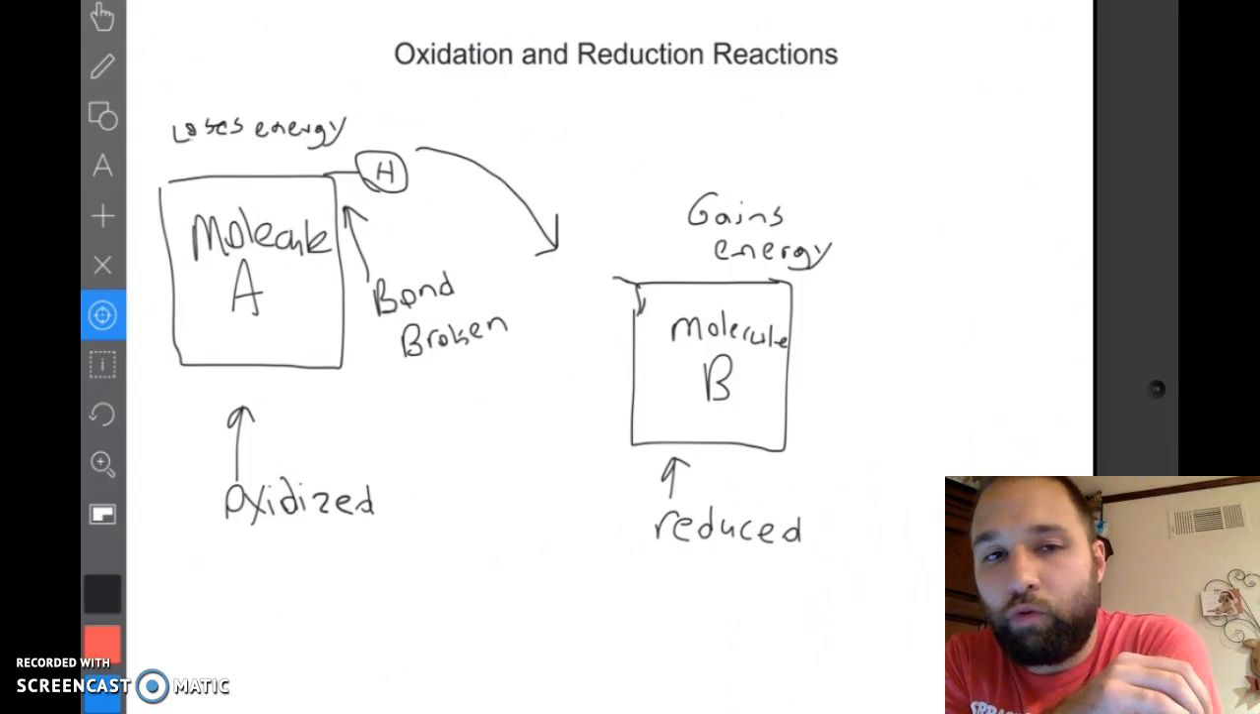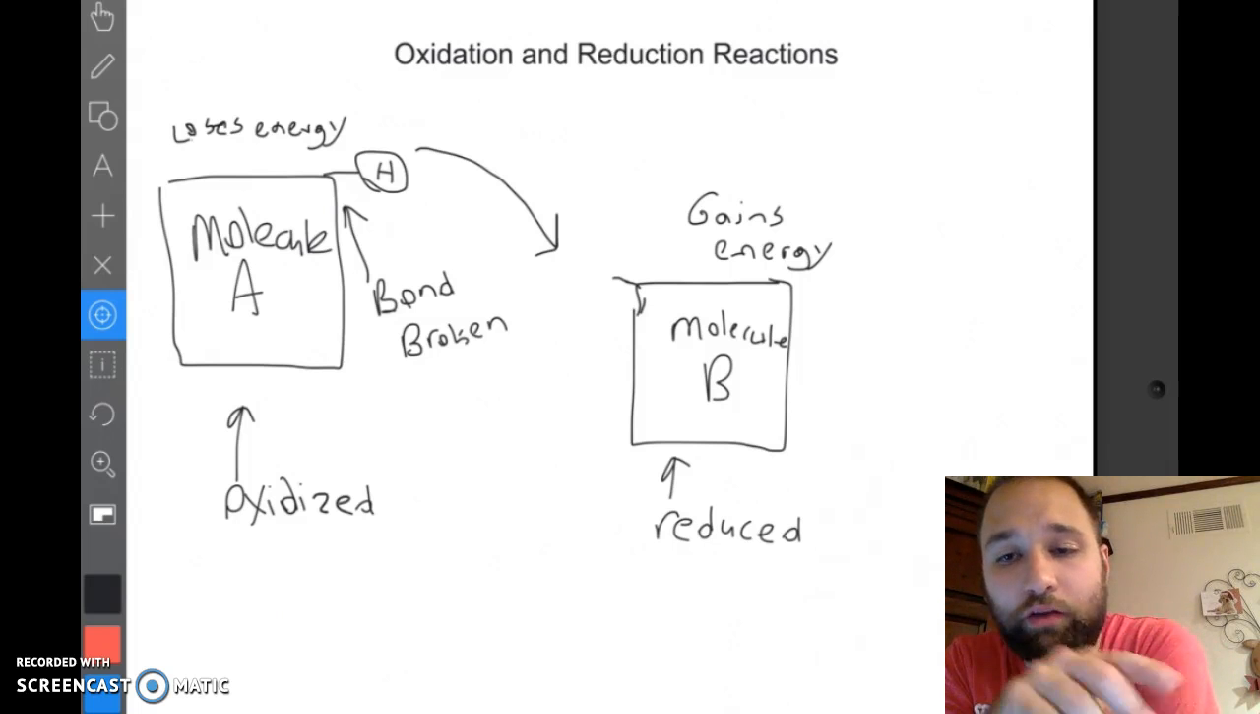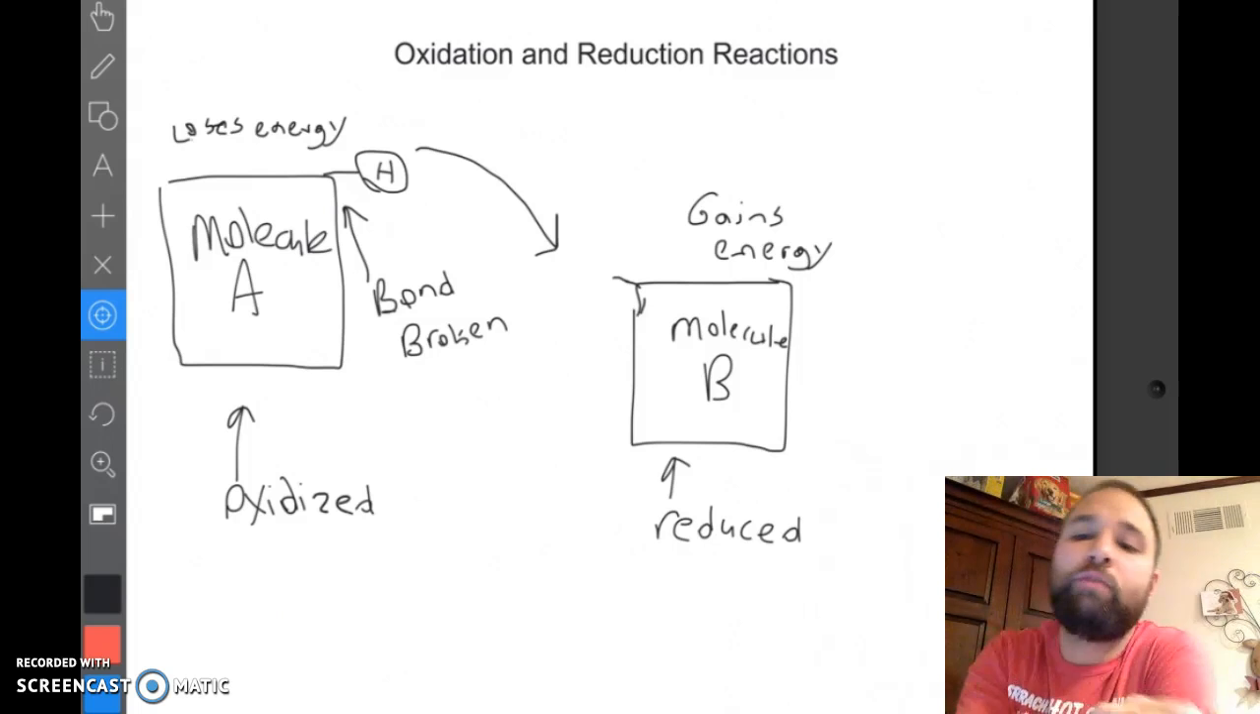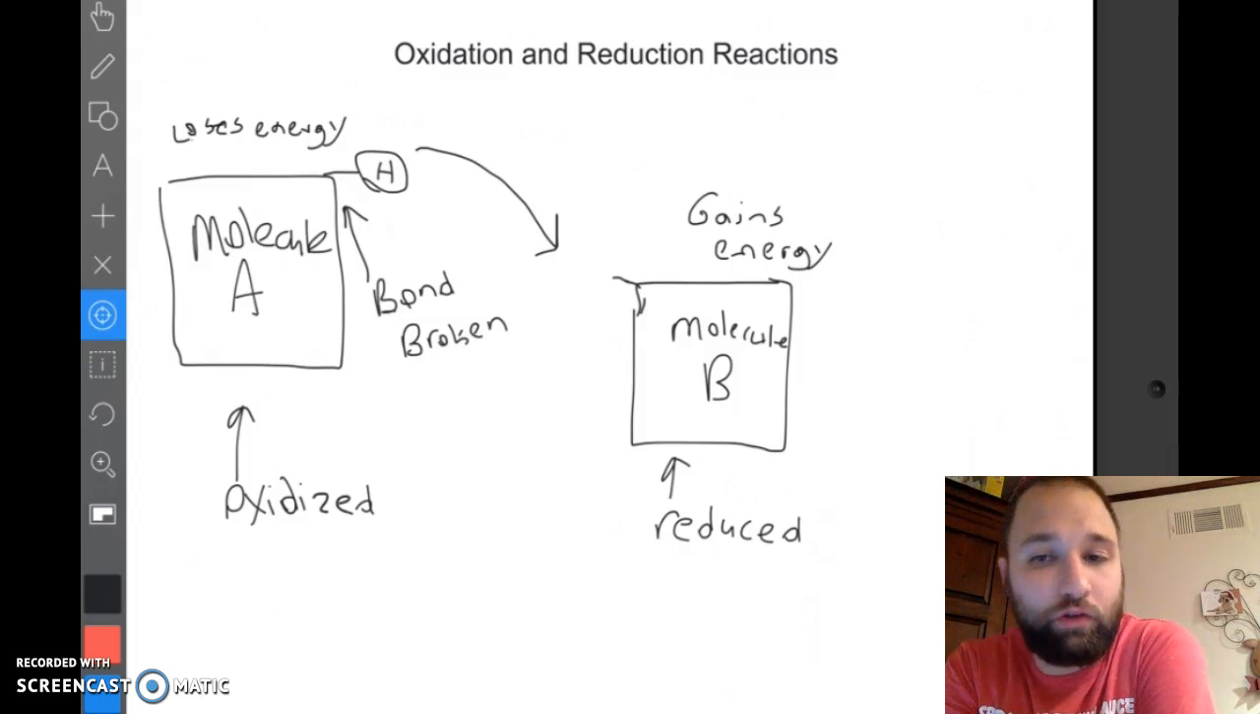So what that means is, remember that energy is stored in bonds. Every bond that's in a molecule has energy in it. So when molecules are oxidized, it means that something is broken off of them and it releases that energy. Now, that energy can't just disappear, it has to go somewhere. A lot of times it goes into another molecule that's close by and basically bonds whatever came off to that other molecule.